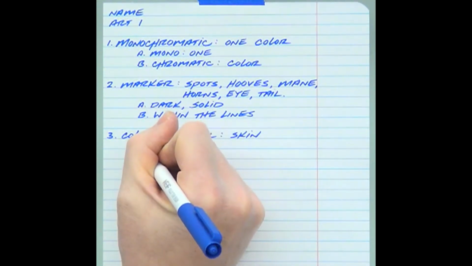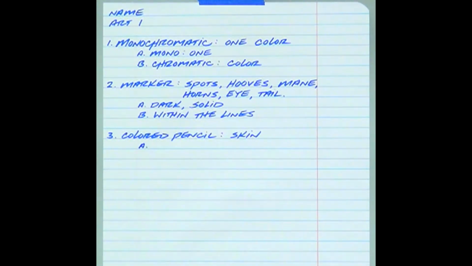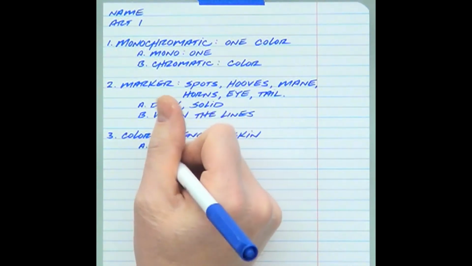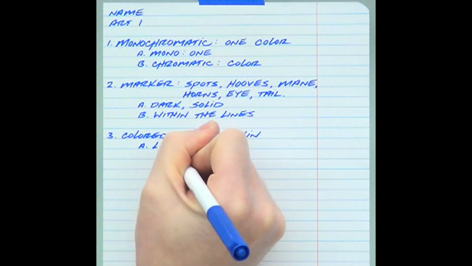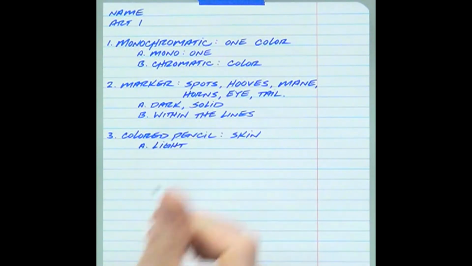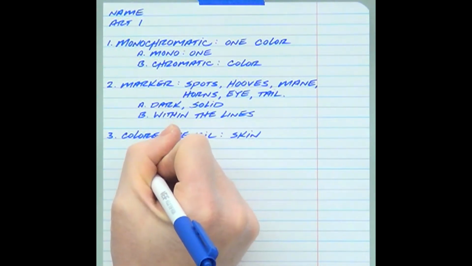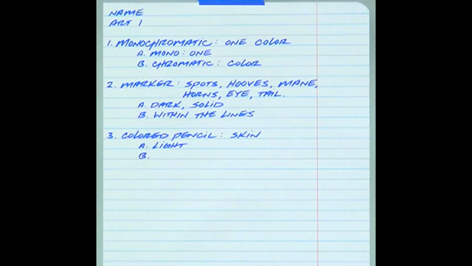Okay, indent. Now, on your Bart Simpson color wheel, I wanted you to color super dark and solid. And in this case, I want exactly the opposite. So I want you to write the word light. So instead of showing me how dark you can color, I would like you to show me how light you can color.